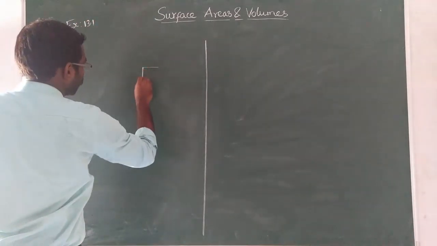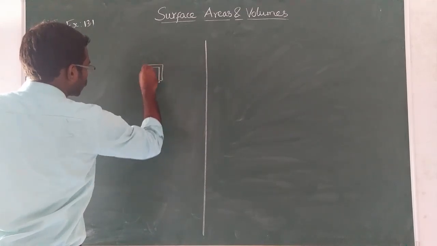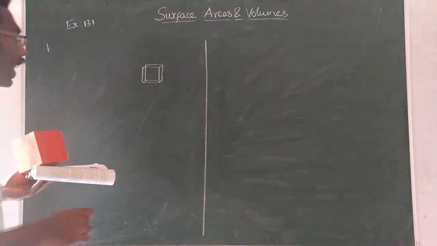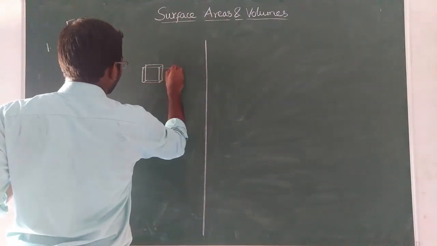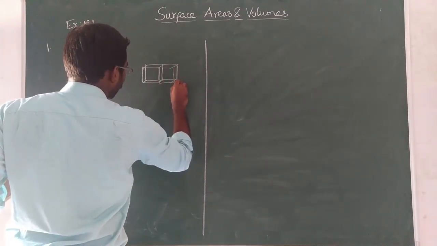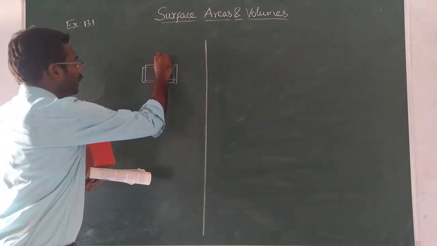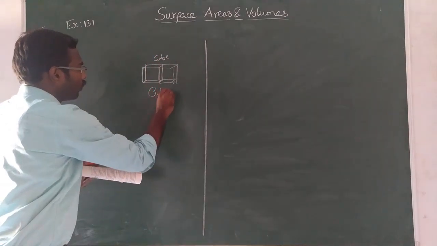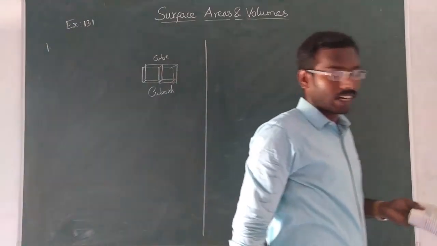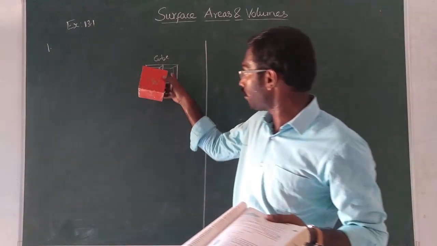I'm just drawing the model of a cube. So this is one cube, and with this you are going to attach another cube. So what will happen? Now this cube is converted into a cuboid. When you attach two cubes together, you will get a cuboid shape. Understood or not? That is why the question asks to find the surface area of the resulting cuboid. The resulting shape will be a cuboid.